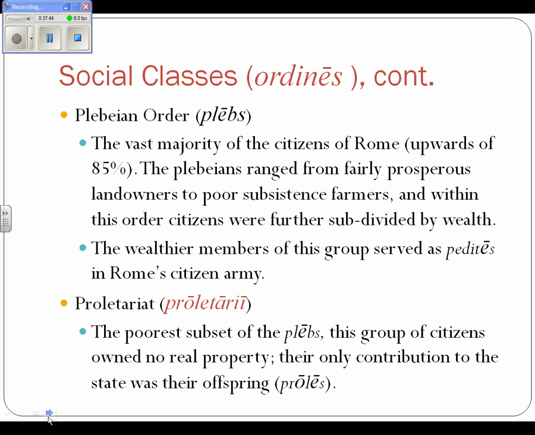The only contribution that they could make to the continued existence of Rome was not through owning land and growing crops and feeding the people of Rome by selling their crops. It was by having children, having offspring. The word proles in Latin means offspring. Why is having offspring a good thing?